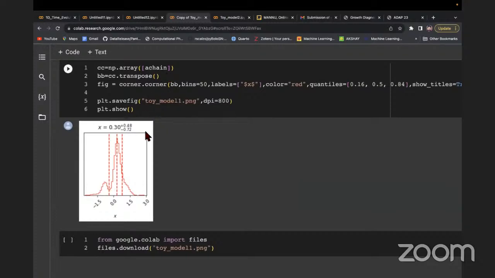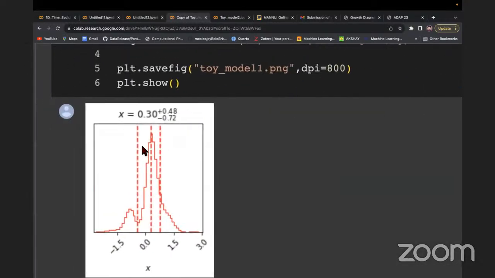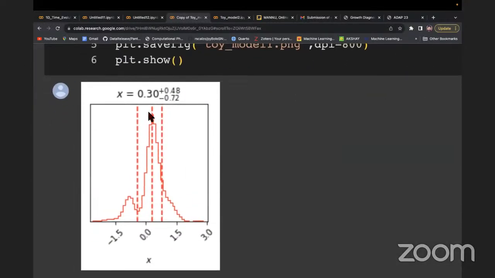Yeah, this kind of plot. I'll talk about it in detail tomorrow. My value is 0.30. Okay, this is what my answer is. I'm saying the value is 0.30. This is the median value with error. Just have a look at the error.